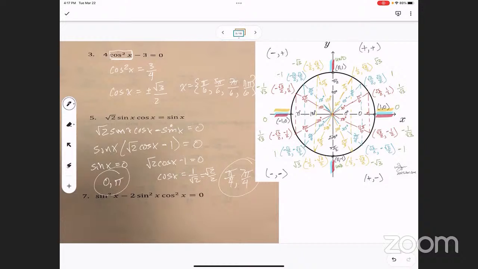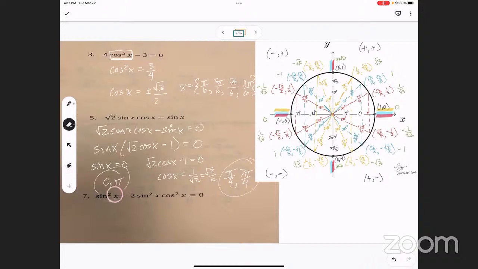Got it? So this equation has how many answers? 4 between 0 and 2 pi. I'm assuming that's where they wanted you to answer it. Yes. If not, you'd have to do some other tricky stuff, but I don't think they've taught you that yet, have they?